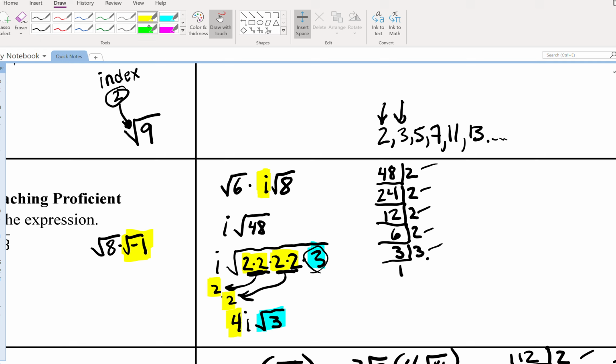The i came from that square root of -1, and so that's that same i throughout this process. So your answer is 4i square root of 3. There you go.